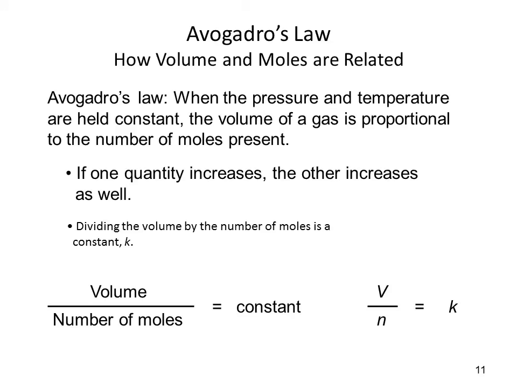There's one more law called Avogadro's law, and that is that volume and number of gas molecules is proportional. That means that if I double my number of gas molecules and all of the other variables are held constant, my volume will double.